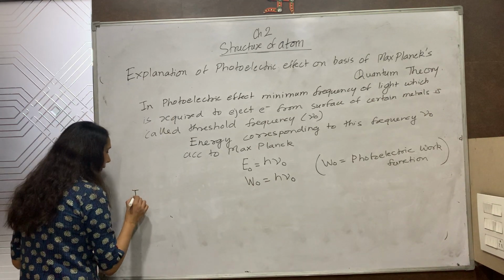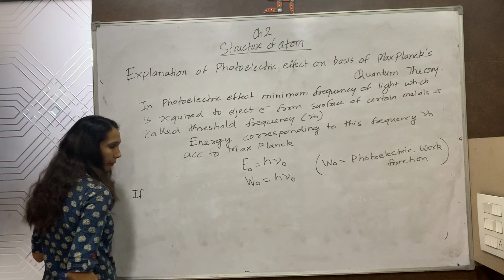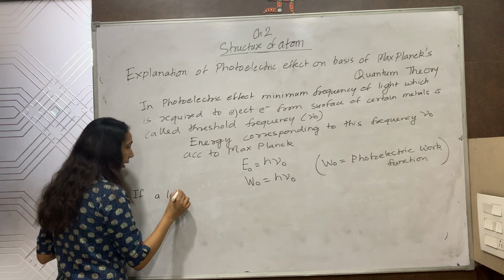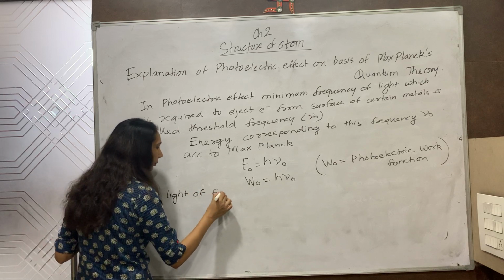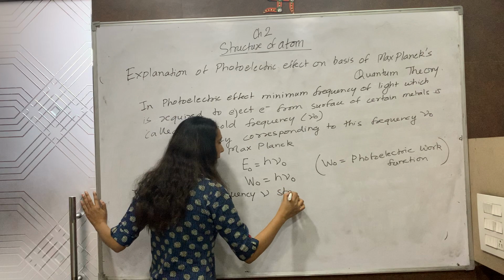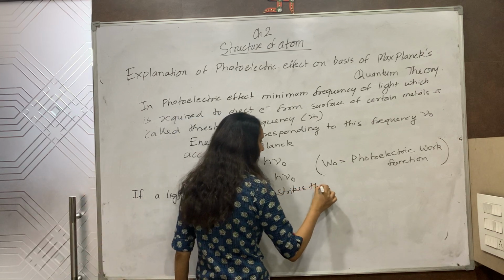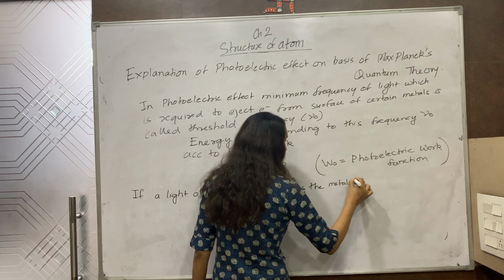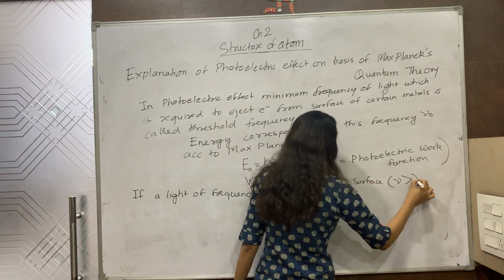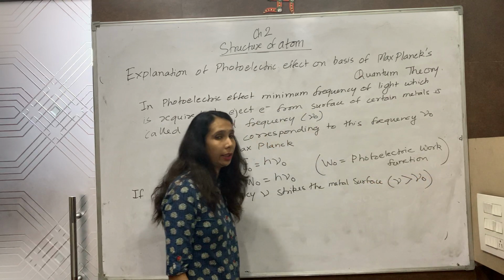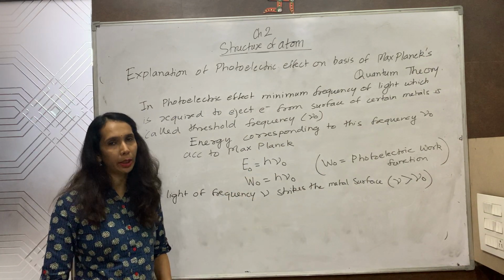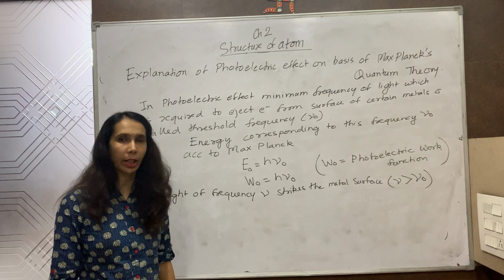Now, if a light of frequency mu strikes the metal surface, right? Metal surface, a light of frequency mu, and mu is greater than mu naught. You know, if the frequency is greater than the threshold frequency, then the electron will be ejected.